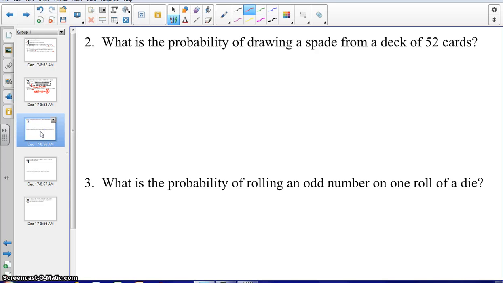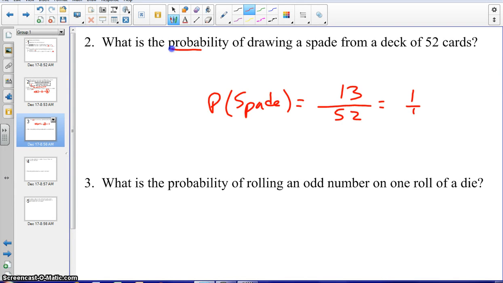Example 2, what is the probability of drawing a spade from a deck of 52 cards? Again, notice that it is always going to ask you for the probability on these types of problems. So the probability of drawing a spade, again, we know there's 52 cards in the standard deck, so that's our denominator. There are a total of 13 spades. That means 1 out of 4 chance. Go ahead and pause and do number 3, and then push play to check your answer.